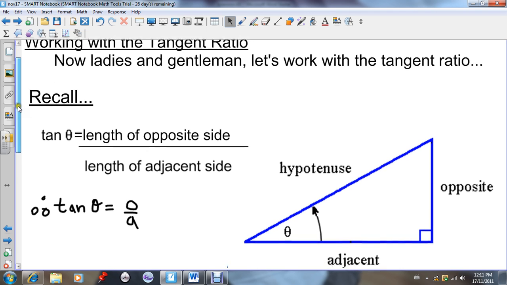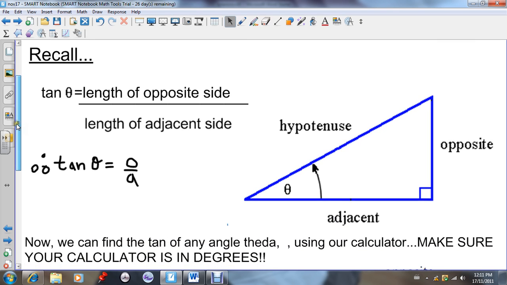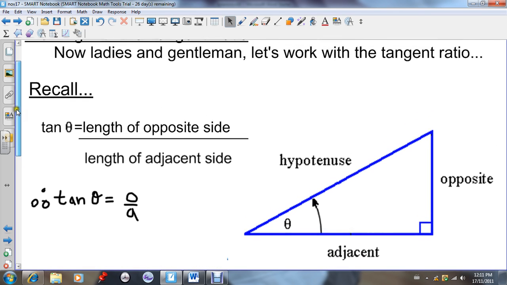Now, you should recall from last day that the tangent of an angle theta, which can be here or up here, is equal to the ratio of the length of the opposite side divided by the length of the adjacent side, okay? So the tan of an angle equals the length of the opposite over the length of the adjacent, or we could quantify it as I have it down here. Therefore, tan theta is equal to O over A.